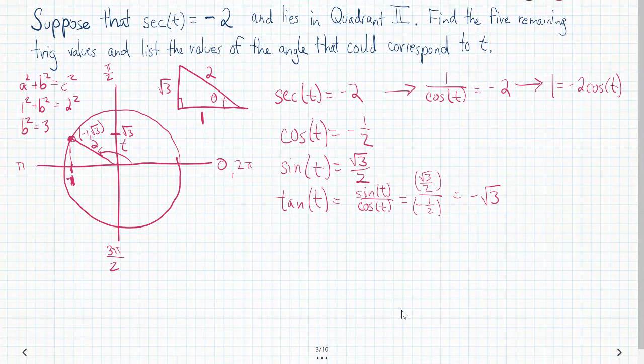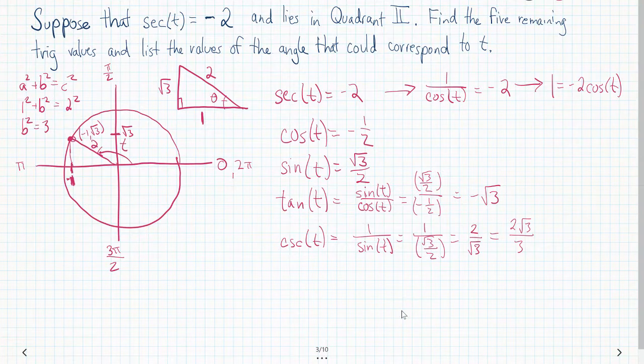Cosecant. This one's pretty easy. You just flip it. So 1 over sine of t. So that makes 1 over the square root of 3 over 2. So that's 2 over square root of 3. If we want to get fancy with it, we can multiply both numerator and denominator by square root of 3. So this is 2 square root of 3 over 3, which is the same thing.